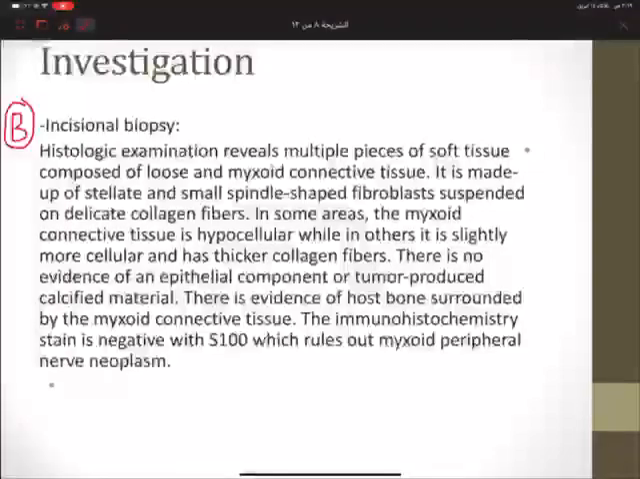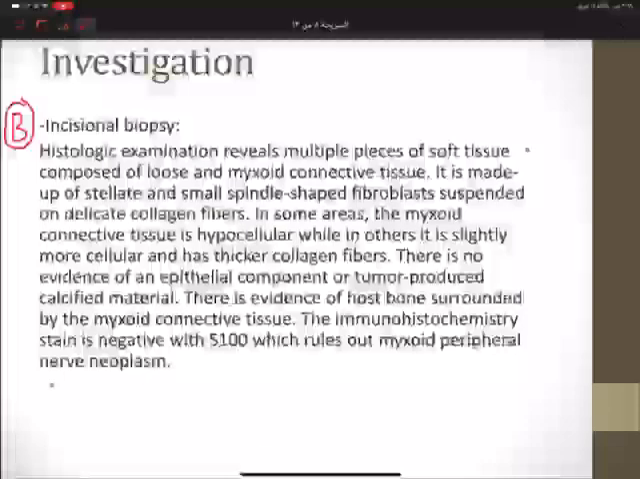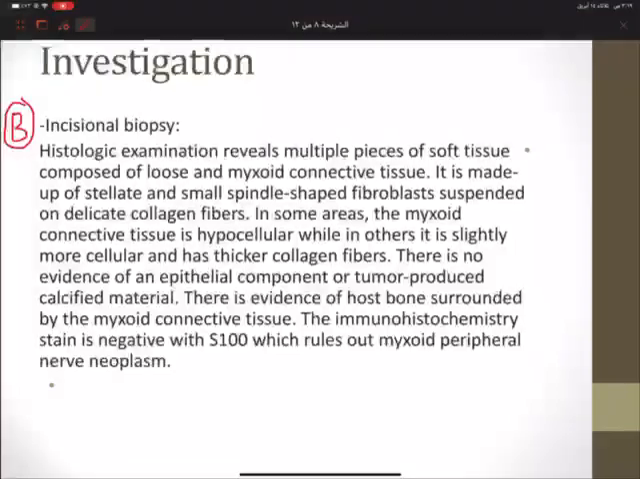And it has thicker collagen fibers. There is no evidence of an epithelial component or tumor-produced calcified material. There is evidence of host bone surrounded by the myxoid connective tissue. The immunohistochemistry stain is negative with S100, which rules out myxoid peripheral nerve neoplasm. We have the histological picture here.